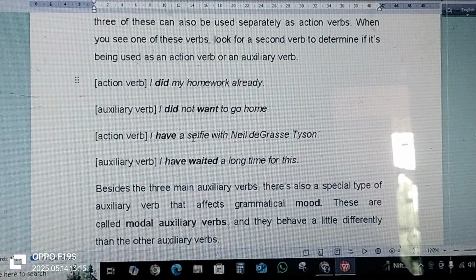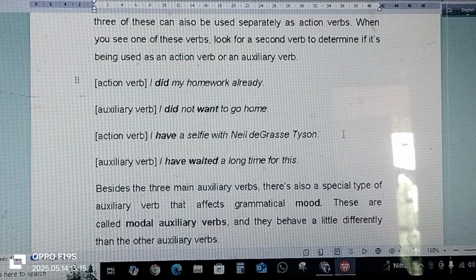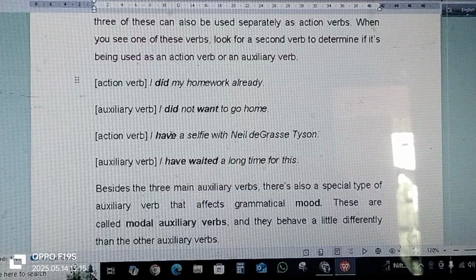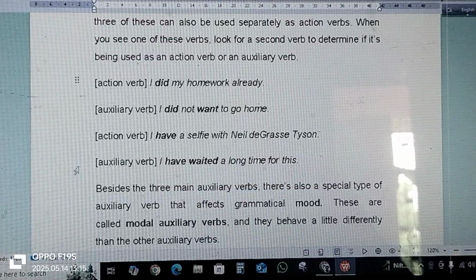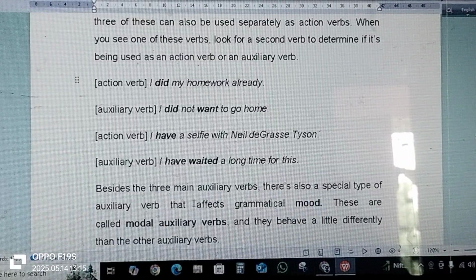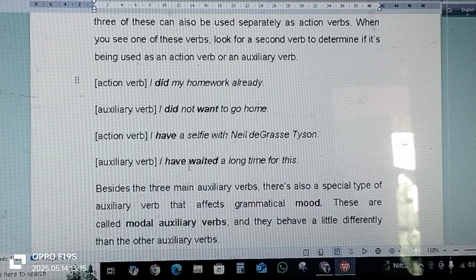I have a selfie with Neil deGrasse Tyson. Here, have is an auxiliary verb. Another example: I have waited a long time for this. Here, waited is the main verb in the present perfect and have is the auxiliary verb.